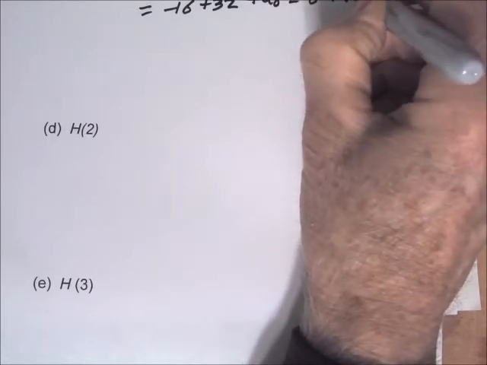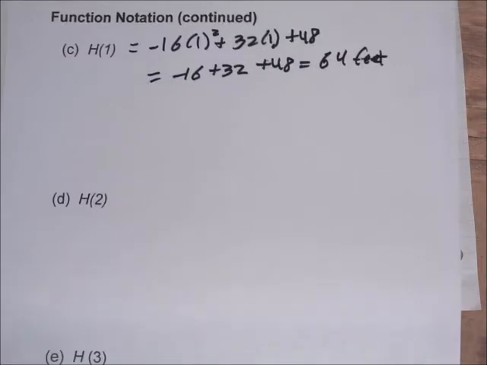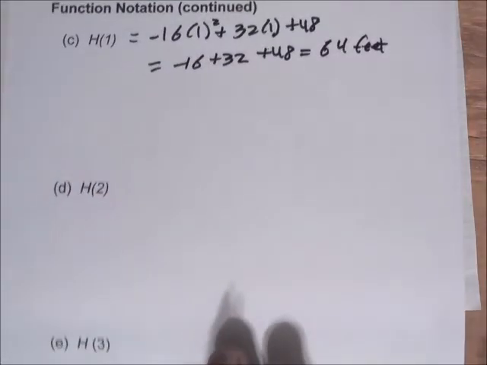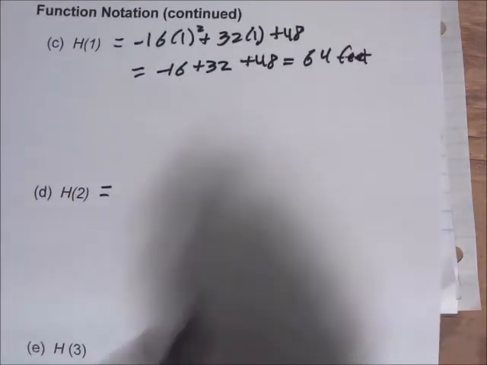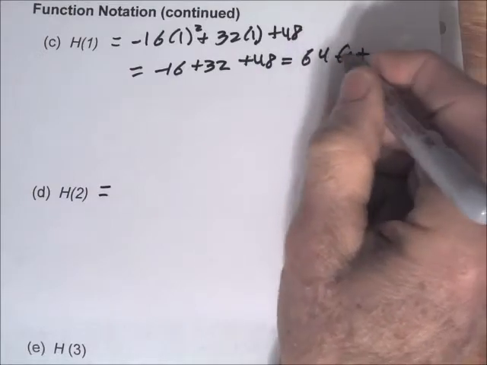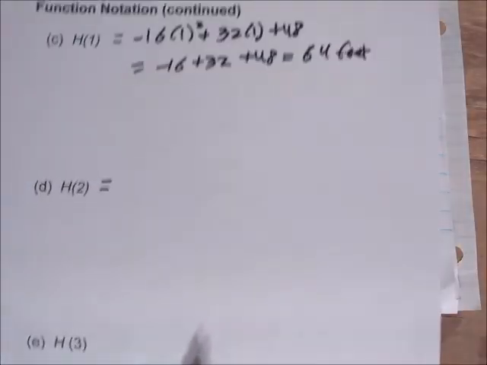So once the fuel runs out, the rocket continues to go up just from its own momentum. Eventually gravity is going to slow it down and bring it down, but it continues to go up. So it was 48 feet high when the fuel ran out, but after 1 second now it's 64 feet high.